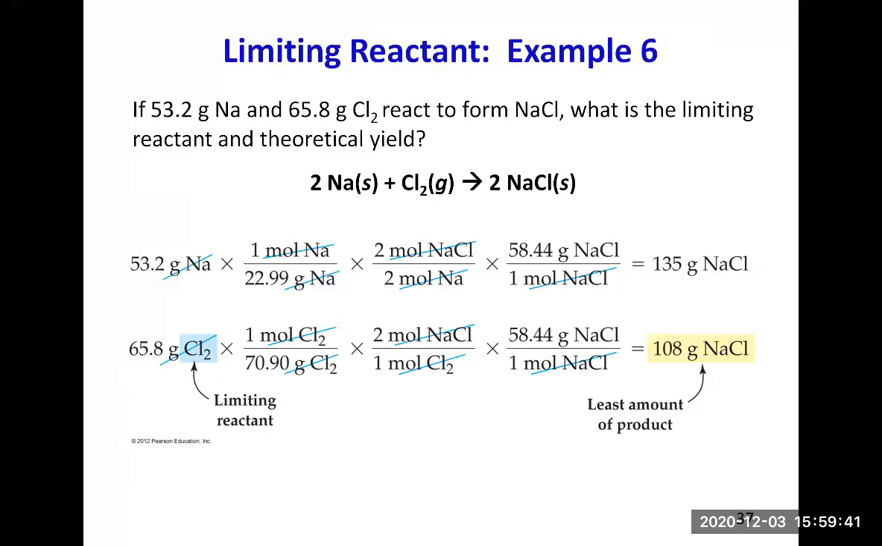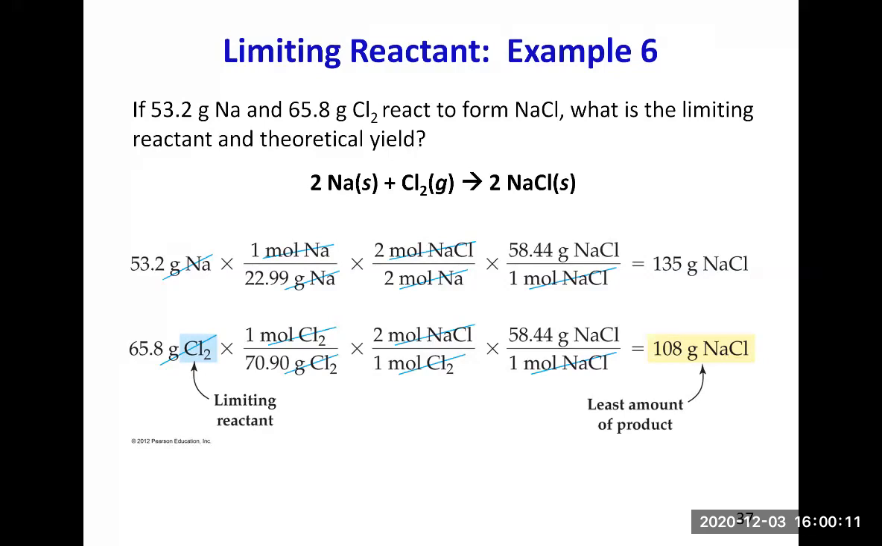And it's 108.4725, etc. grams of NaCl. Again, we need to keep 3 sig figs. The molar masses have 4 sig figs. All the other numbers of moles are exact. So we keep 108. What comes after the 8 is a 4, so we keep the 8. And so it's 108 grams of NaCl produced from 65.8 grams of chlorine.